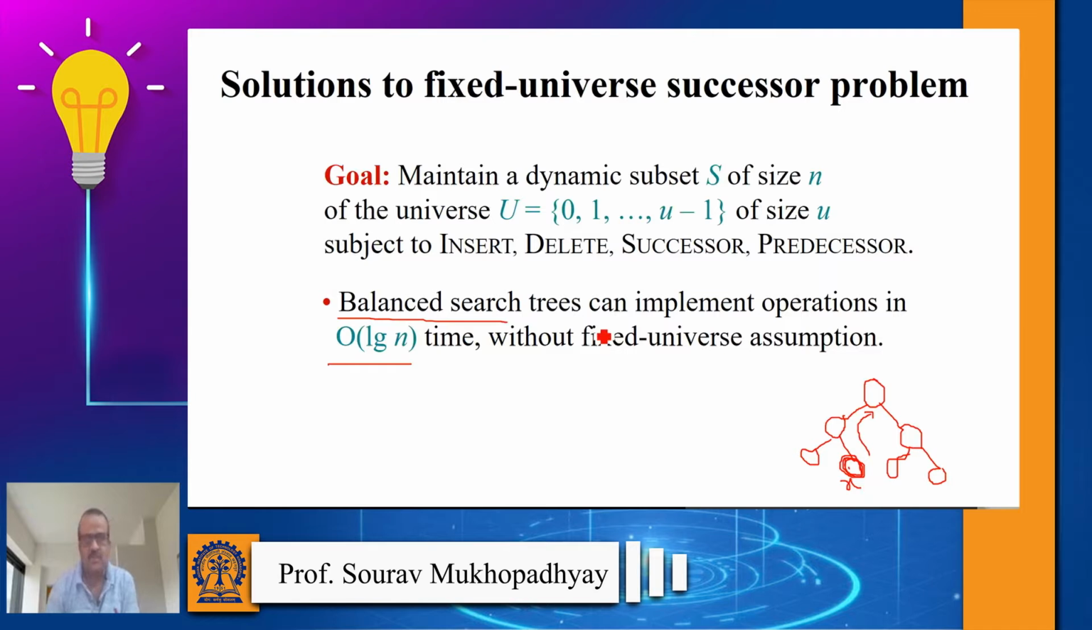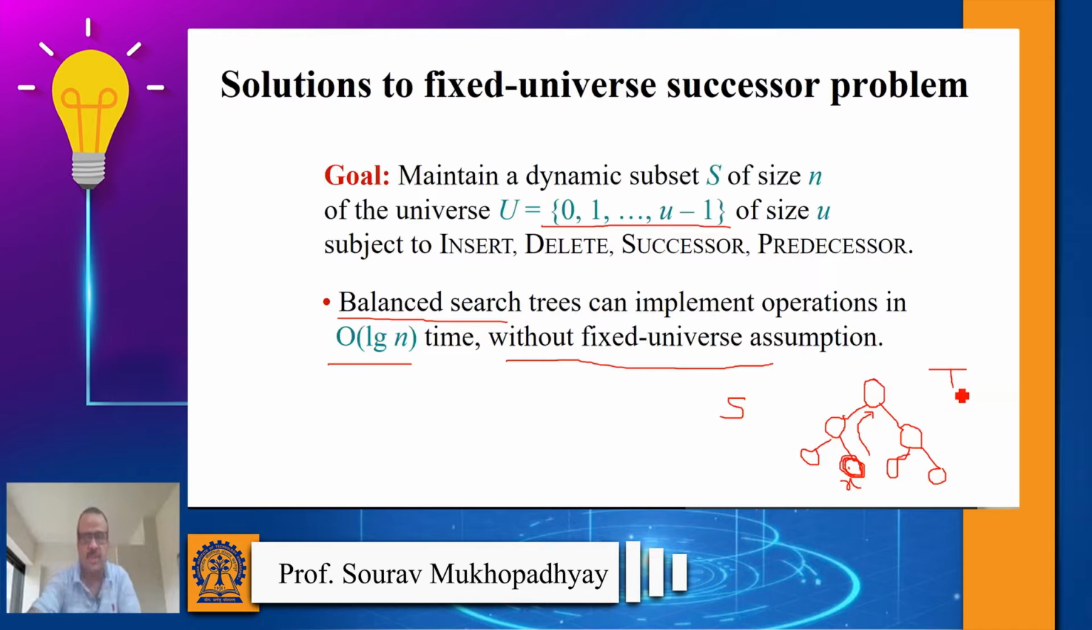But here we are not assuming anything about the fixed universe. We are not caring about whether these keys are coming from some fixed set. We know the universe, but that information we are not using here. We just have some keys, a set, then we form this tree, then we do deletion, insertion, successor query or predecessor query on it, without assuming that we have some extra information about the keys.